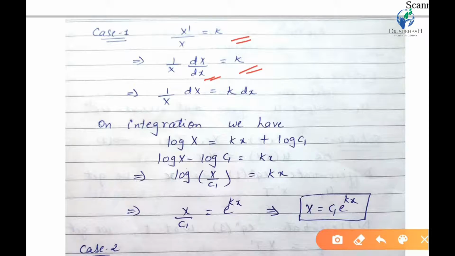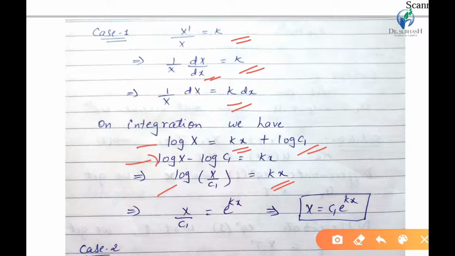So integration of 1 upon X is log X, integration of k will be kx. We will take some constant log c1. For our convenience, we are taking here log c1. We can also take simply c1. Now we will take log c1 to the other side. We get log X minus log c1 equal to kx. By the logarithmic rule, log a minus log b is equal to log a upon b. So we get log X upon c1 is equal to kx.